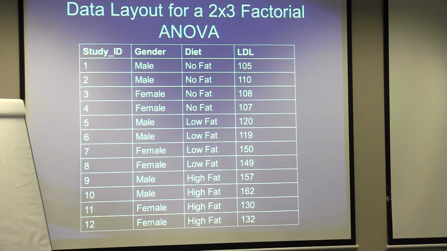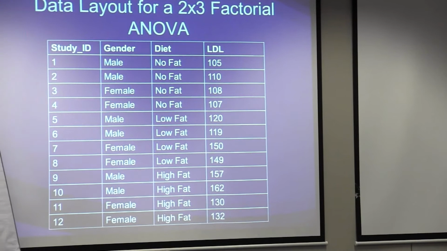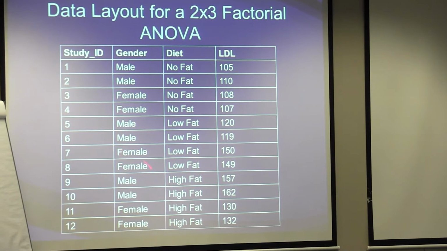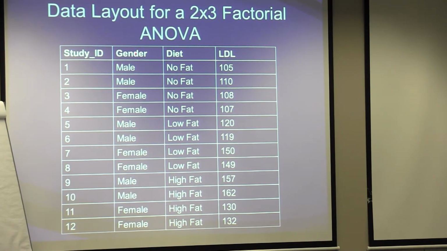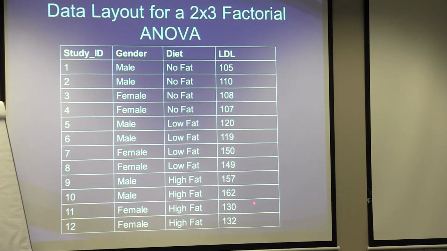I should say this is a totally made up, contrived example. I don't think it's physiologically possible for things to turn out the way I've made them turn out here, but this is just for teaching purposes. This is an example of what your data might look like in a spreadsheet, remembering that each row in your database is going to be a different person. You have your ID number over here, and then we have gender, coded as male or female, the diet type, no fat, low fat, or high fat, and then a measure of the LDL.